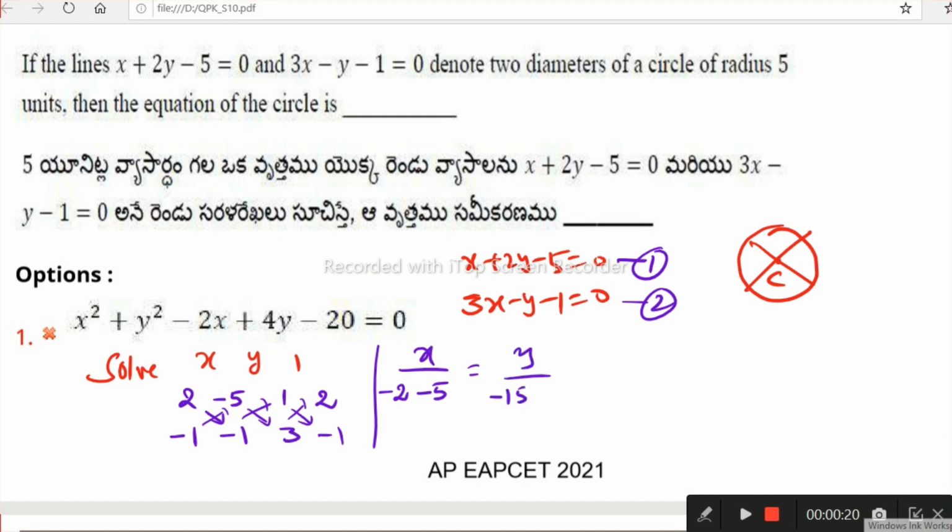-15, -1 into 1 is -1, -1 minus +1, is equals to 1 by 1 into minus 1 is minus 1. 3 into 2 is 6 with minus sign is minus 6. Okay, now we can get it again: x by minus 7, y by minus 14, 1 by minus 7.